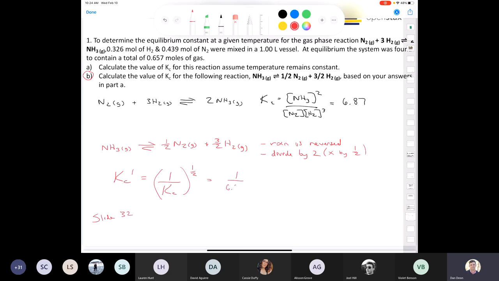So we have 1 over 6.87, and we take the square root of that, and we end up with, let me just check here, 0.382 as being equal to my Kc prime. Anybody get that? All right, there we go. Slide 32, or maybe it's slide 28, depending on which deck you have. I change them once in a while if I add something or remove something. Anyhow, the rules are in there.